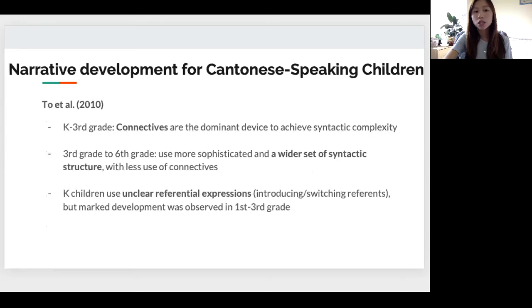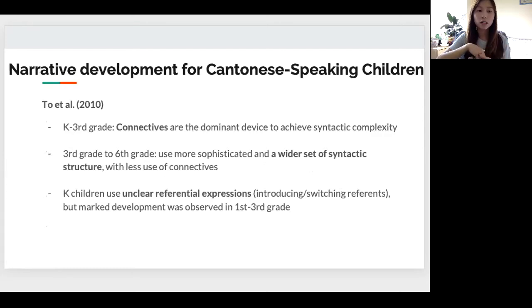Now let's switch gears to narrative development for Cantonese speaking children. To et al. did a study on narrative assessment with Cantonese speaking children. They used a story retell task. Both Cantonese children who are typically developing and with speech-language impairment participated in the study, and the researchers measured each child's performance in 4 domains: syntactic complexity, semantic score, referencing, and connective use.